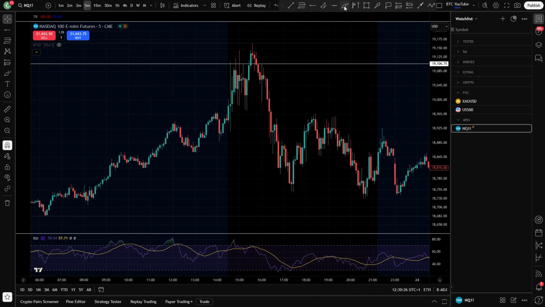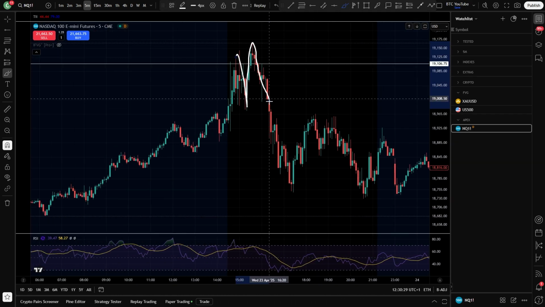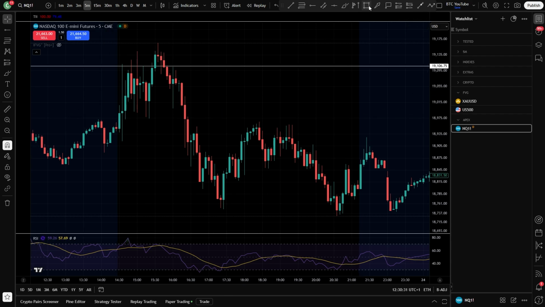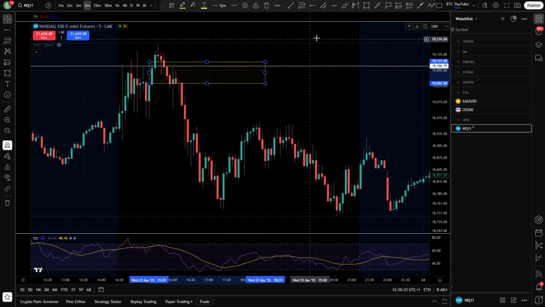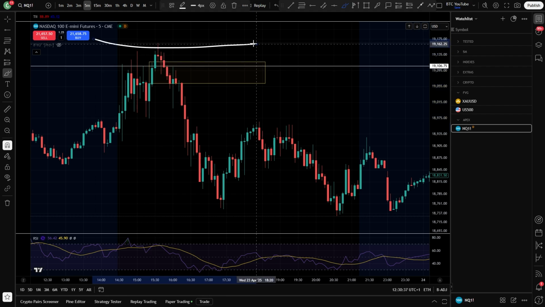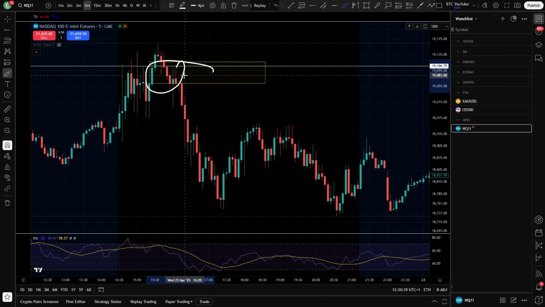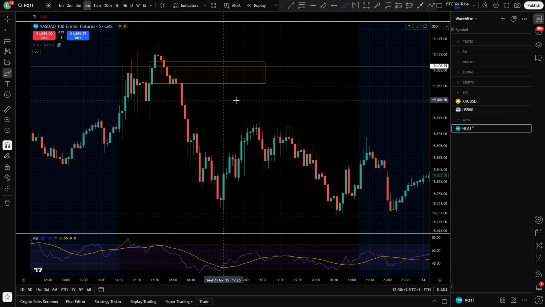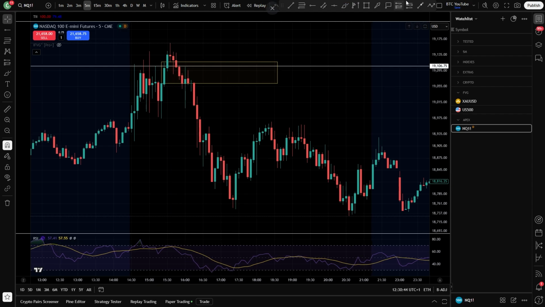We came up and we actually swept it, came back down, got the manipulation leg, and then came back down again. And we had this really nice fair value gap on the 5 minute. As you can see, we came up, swept liquidity, came back down, came up, swept again with the manipulation leg. We've got the nice inverted fair value gap. Probably, potentially, would have entered on one of these.